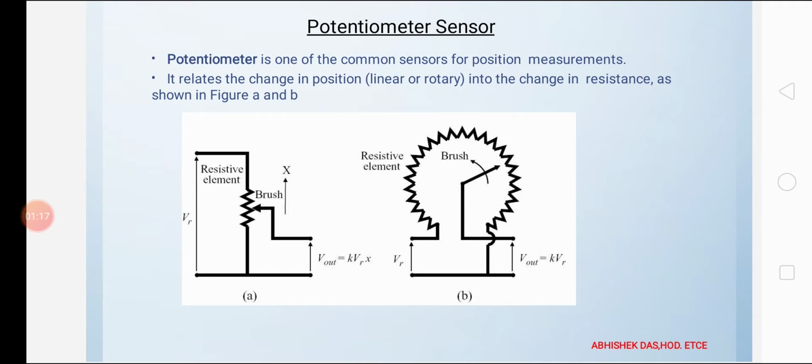Number 1, potentiometer sensor. It is the simplest transducer for converting linear or angular displacement into a change of resistance. It is a resistive element provided with a movable contactor. The change in resistance is brought about by a change in the length of the resistance from one end to the other end of the contactor.